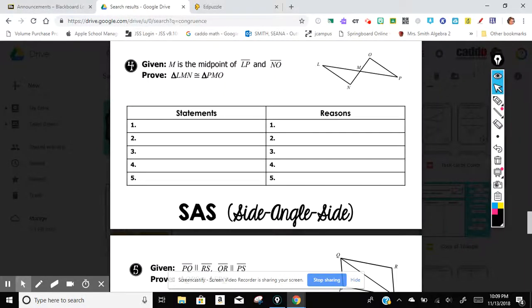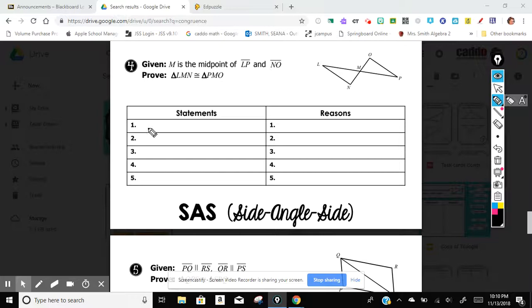Okay, so we're in our flip book again on triangle congruence proofs, and I am on problem 4, side angle side. You may need to pause until you find this proof. Okay, hopefully you have found the proof. On this one, we're going to use side angle side, so keep in mind you need two sides and an angle. So the given is that M is a midpoint of LP and NO.